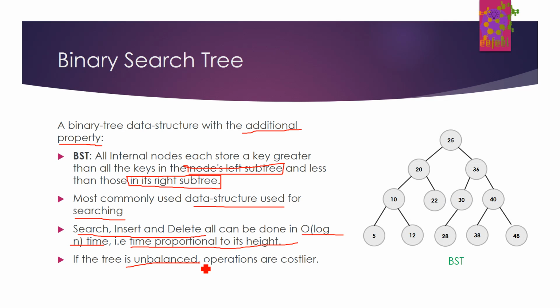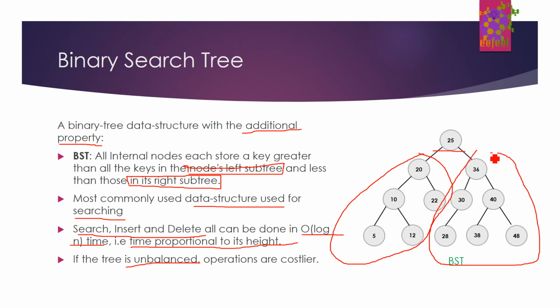So here is an example of binary search tree. As you can see, for every node, all the nodes in its left subtree are less than itself and the right subtree are greater than itself. For example, let's take node 25. All the nodes to its left are less than 25, and all the nodes to the right are greater than 25. The same property holds good for any other node.